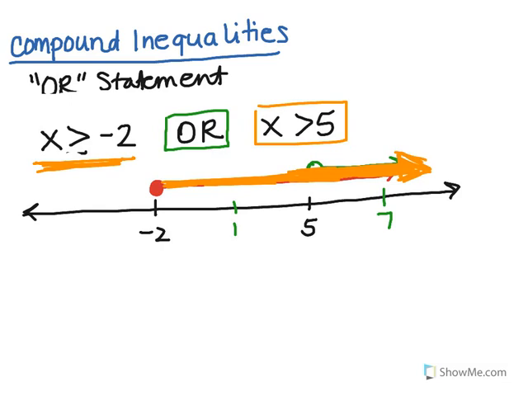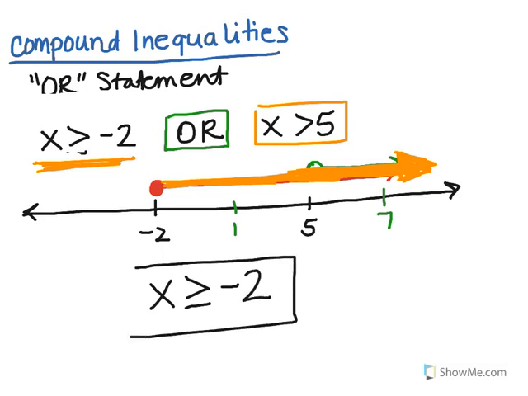And so we can see now that anything above -2 is true for this OR statement. So we can revise this OR statement, and all we really have to say is any number that is greater than or equal to -2. And this is the simplification of the OR statement.